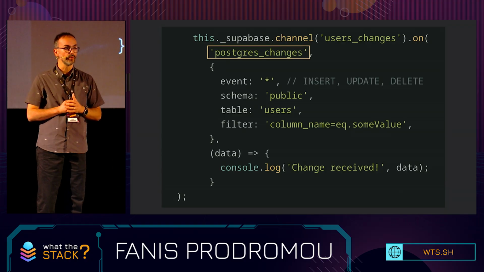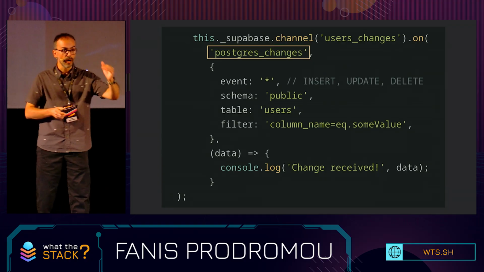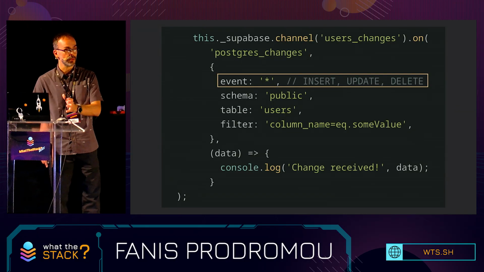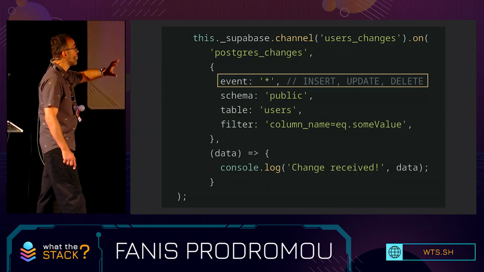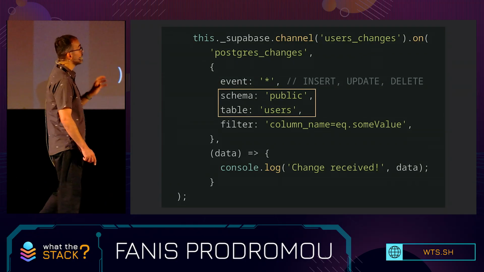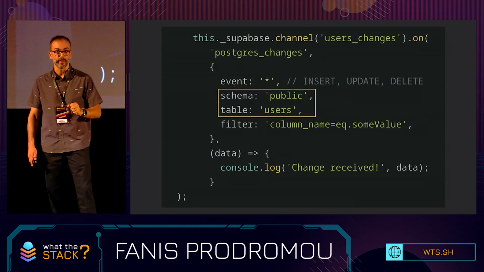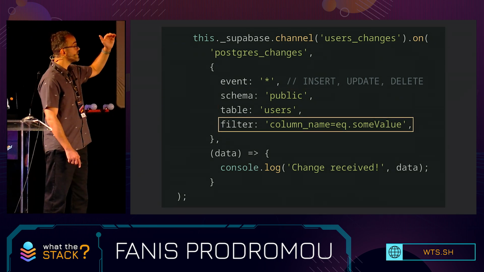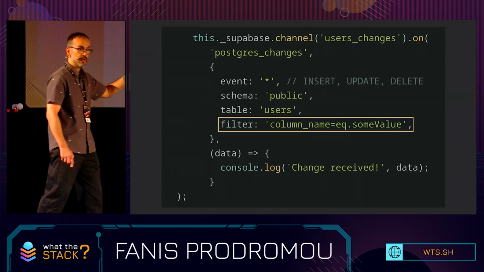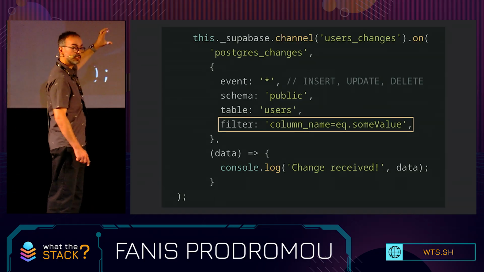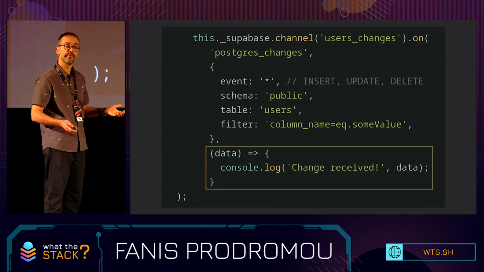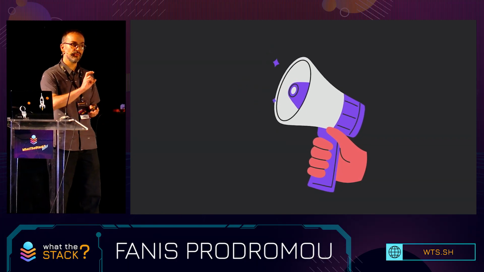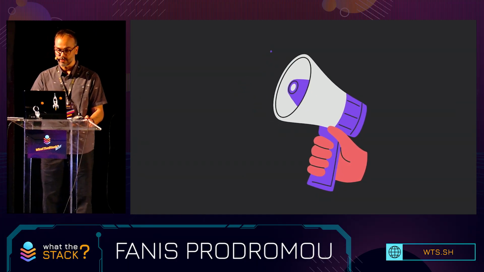But wait a minute, do we have to listen on every change? No, we can narrow it down. I would like to listen on a specific event, insert, update, or delete, or I can listen on every event. And I would like to have my listener only for the users table. And I can even narrow it down and apply some filtering. I would like a specific column to have a specific value. And as soon as these filters are met, then I have my callback function where I can do whatever I like. So let me show you a very quick example of how this actually works.